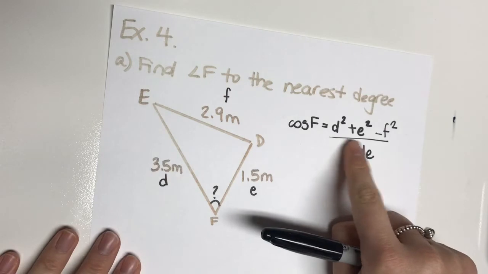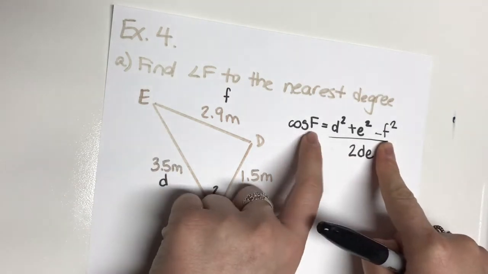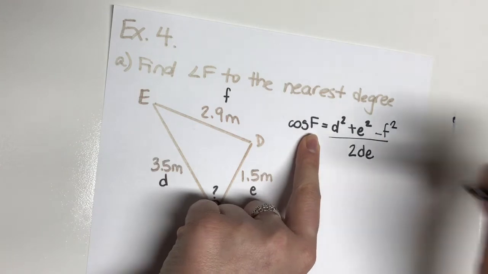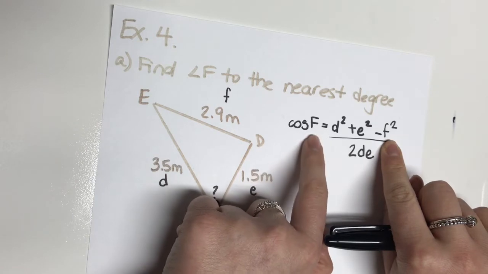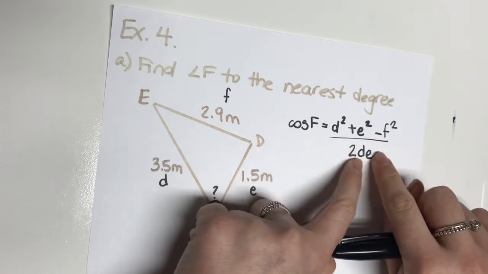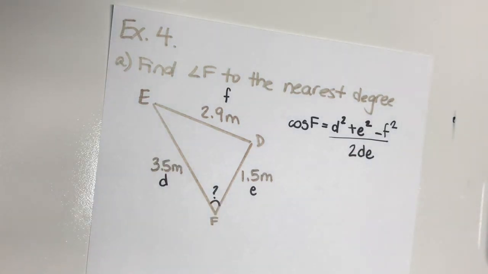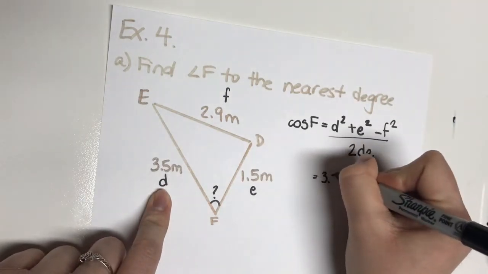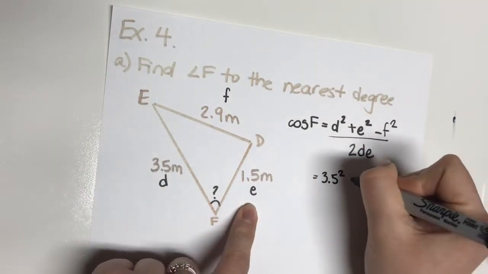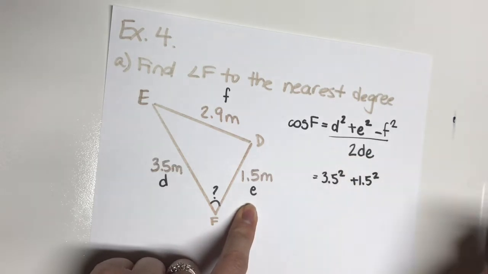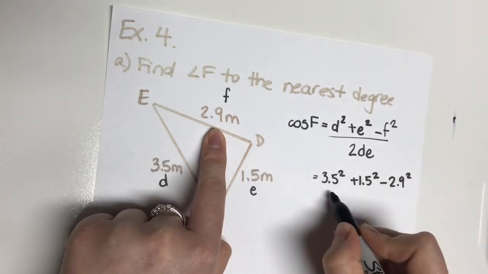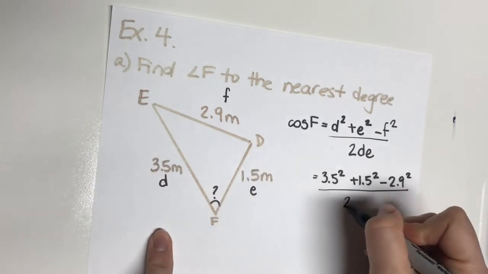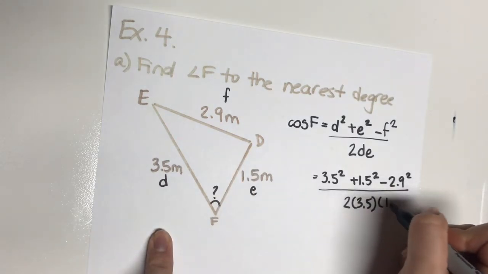So notice how D and E appear twice. F, because I'm looking for angle F, F only appears once. So the one that corresponds to the angle that you're looking for is always going to go here, and the other two sides are going to go into this part. Then I'm going to substitute the values that I know. So I know that D is 3.5. I know that E is 1.5. I know that F is 2.9. And then I'm going to divide it by 2 times 3.5, 1.5.